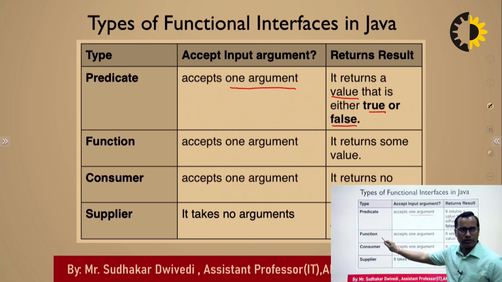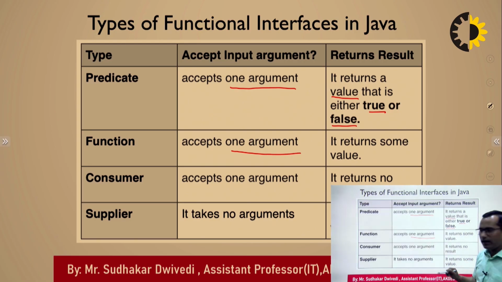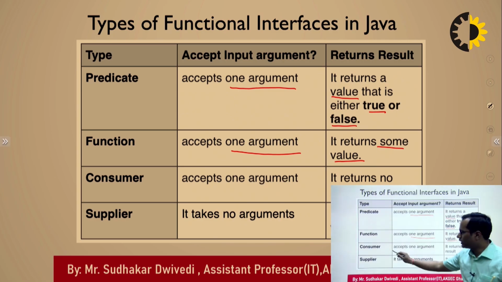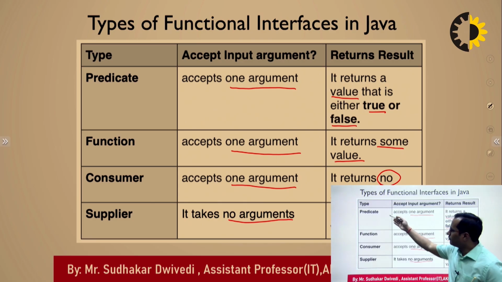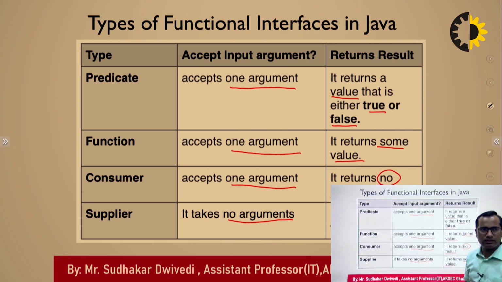Now the Function accepts one argument and it returns some value. Then the Consumer also accepts one argument and it returns no result. Supplier takes no argument, but it returns some value as a result. So we can classify all these types of functional interfaces.